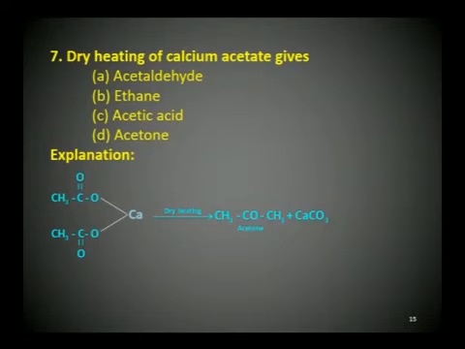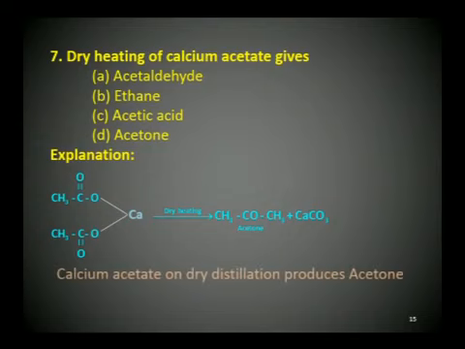As I said earlier, instead of calcium formate, if any other calcium salt of carboxylic acid is taken, we produce ketones. Whereas if you take calcium formate, an aldehyde will be produced. So, the answer in this question is D, that is acetone. So, dry distillation or dry heating of calcium acetate gives acetone.